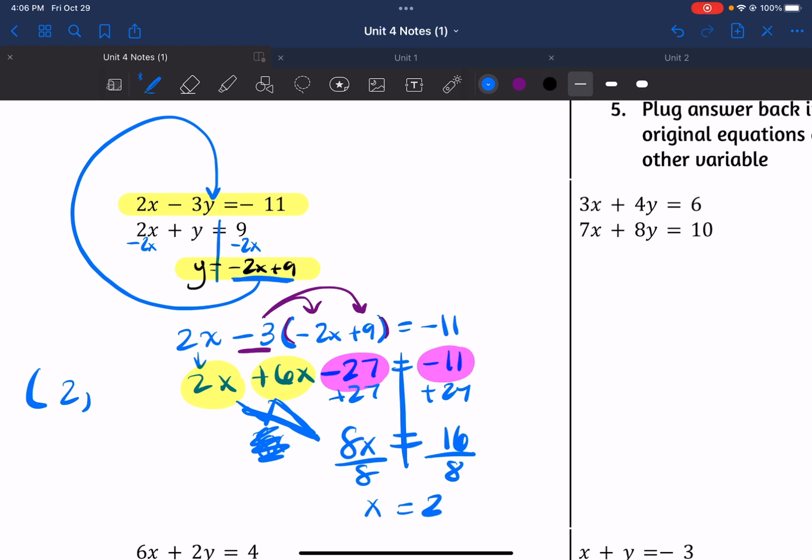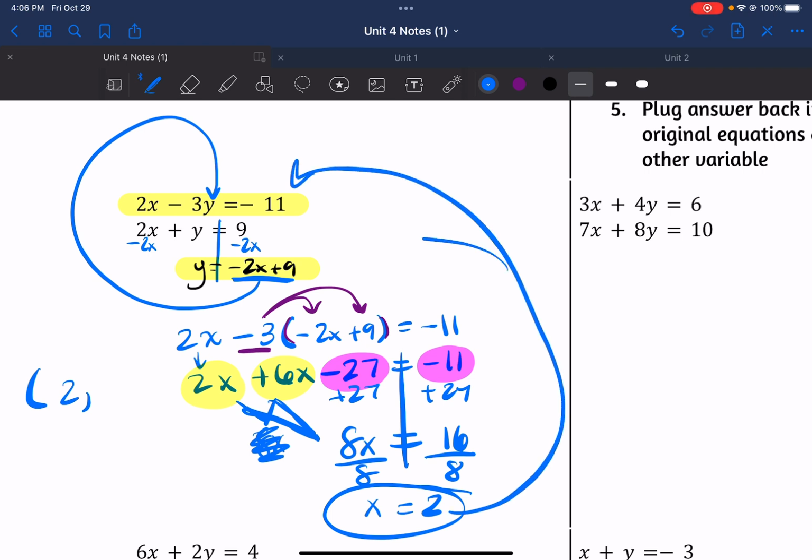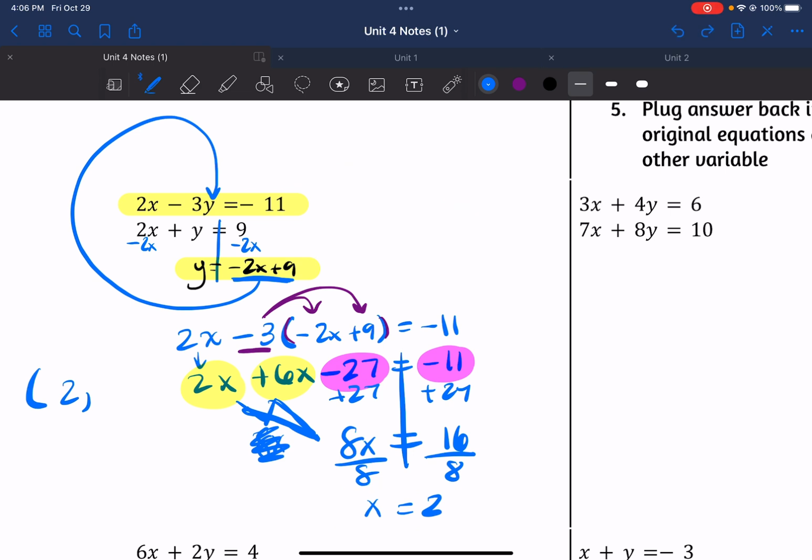I gotta figure out what is this y value. So now I take this x value, and I plug it back into one of these. All right, it doesn't matter which one you plug it into. I usually try to find the one that already has y equal to. So I'm gonna plug it into this one down here. So I have y equals -2x plus 9.